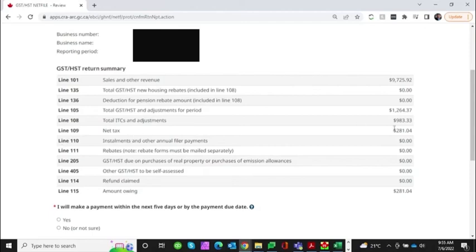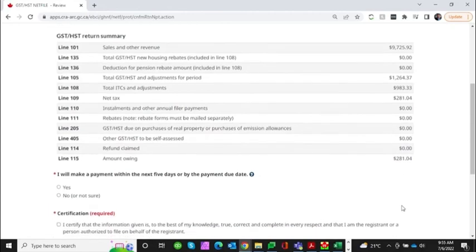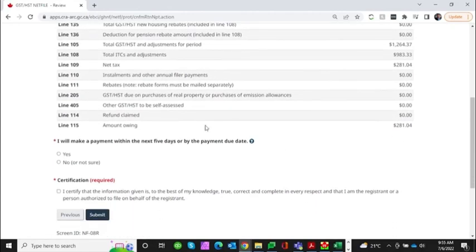The net tax is coming at $281.04, and this is the amount owing. So this is the amount that you owe, right? That's it. If the numbers are good, the next thing is the form is asking you about the payment. So are you going to make the payment within 5 days, or you're not sure? I'm not sure, so I'm going to select this. If you're just going to make the payment right after filing, you can select yes and go ahead.